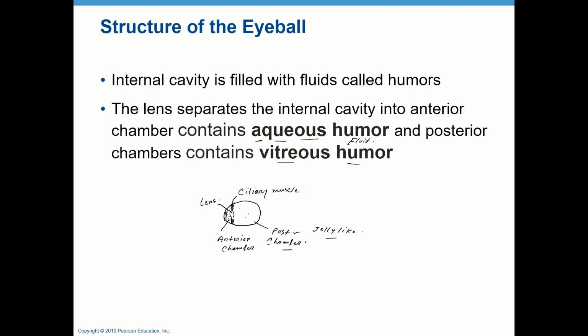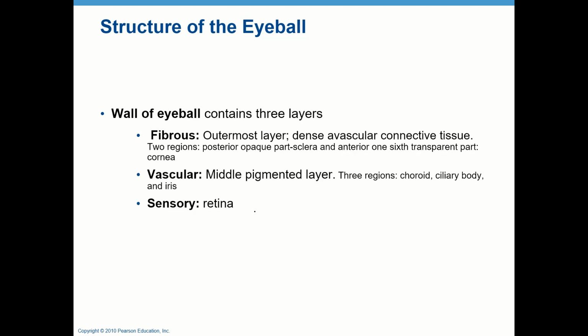And in front of the lens you have the iris here. In the center of the iris there is an aperture, you know that. So this is the pupil and this is the iris. Okay, so you have the pupil here. We'll see that in the next picture. Just know that there are 2 chambers, anterior and posterior.